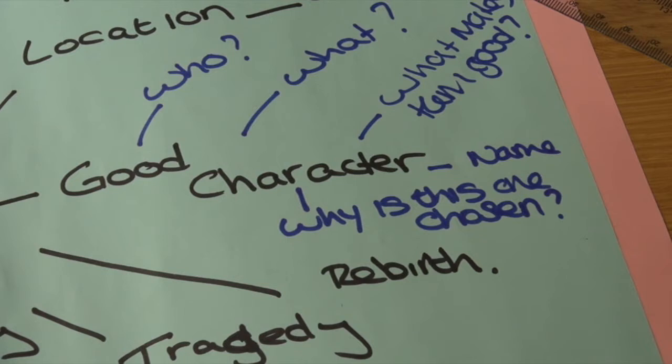Next, let's look at our good character, the person who we might follow in your story. Who are they? What is their name? What do they look like? Remember, describe it to us. Maybe they have blue hair, wear a green jacket with purple boots. Next, what makes them good? What is it about them that make them a good character? And then, why have they been chosen in this story? And I'll come back to that a little later.